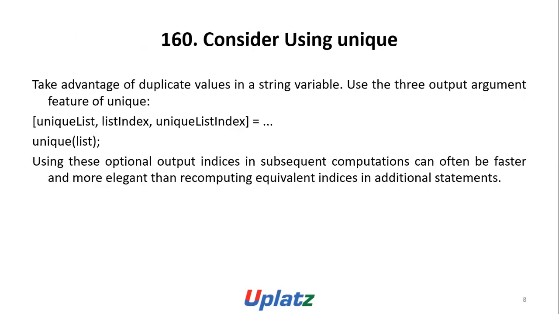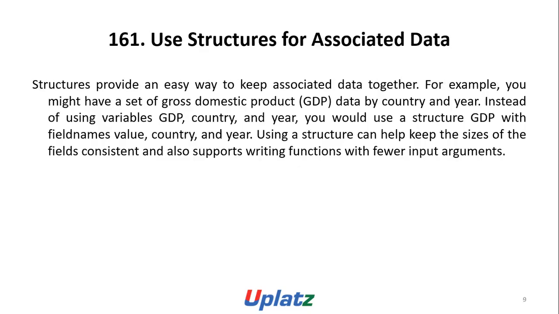Consider using unique. Take advantage of duplicate values in a string variable. Use the three output argument feature of unique: list, list index, unique list. Using this option, output indices in subsequent computation can occur faster and more elegantly than computing equivalent indices in additional statements.